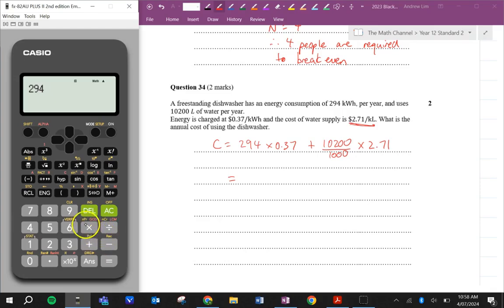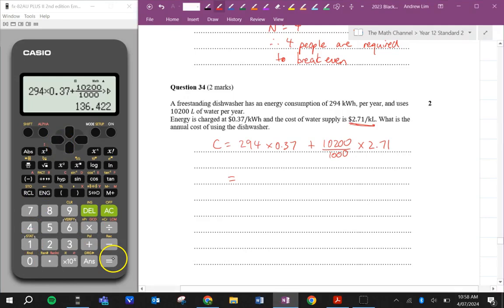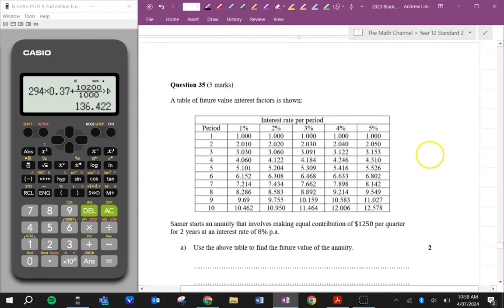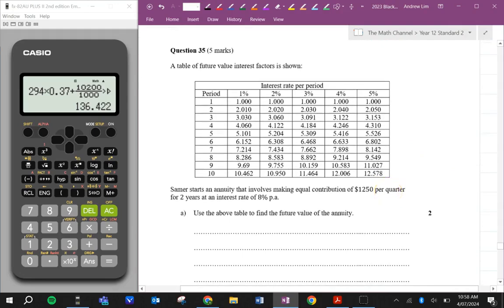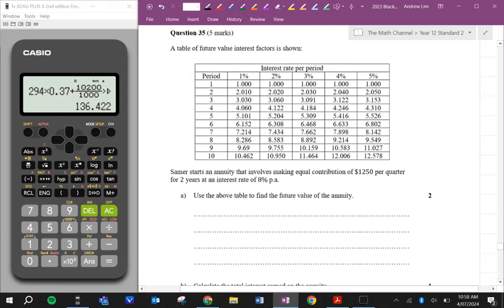So 294 times 0.37 plus 10,200 liters divided by 1,000 to turn it into kiloliters times $2.71 is $136.42. Question 35. A table of future value interest factors is shown. Samir starts an annuity that involves making equal contribution of $1,250 per quarter for 2 years at an interest rate of 8% per annum. Use the above table to find the future value of the annuity.